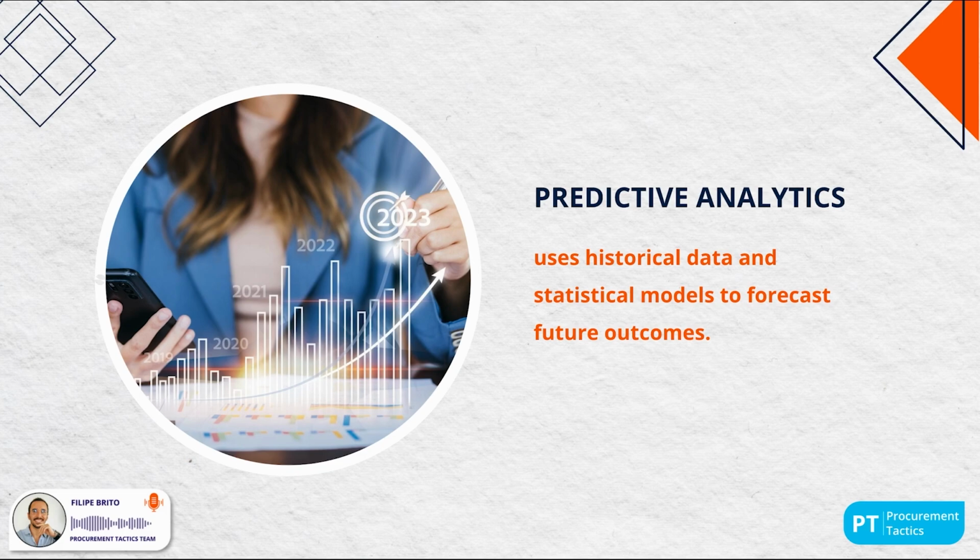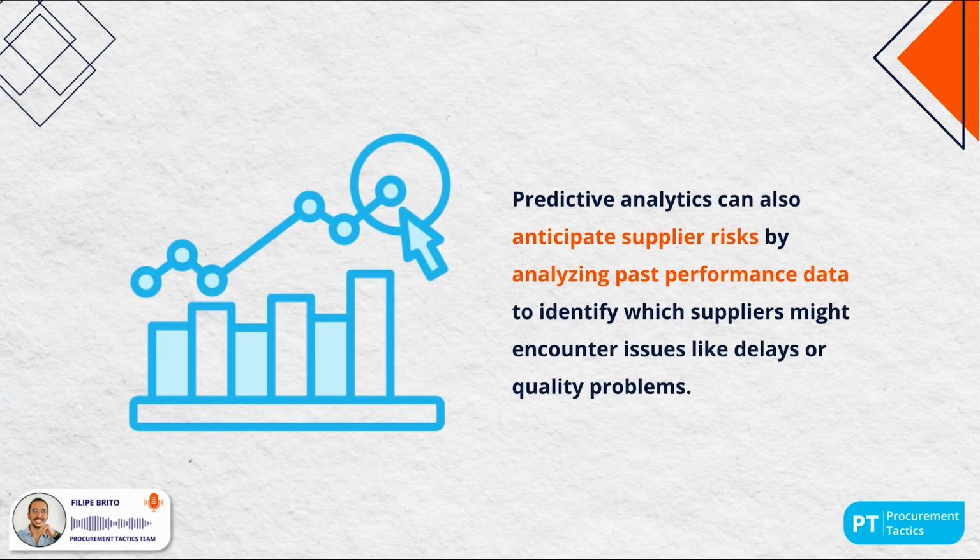Predictive analytics uses historical data and statistical models to forecast future outcomes. In procurement, this means anticipating trends, risks, and opportunities before they occur. For example, predictive analytics can help forecast demand for certain products, allowing procurement teams to adjust their purchasing strategies.